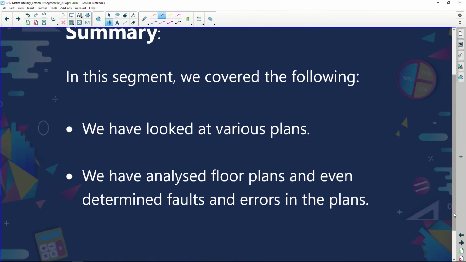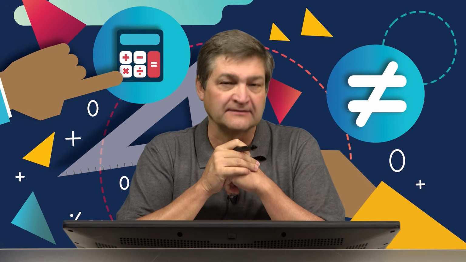So, short little segment this, and in this segment we've covered the following. We've looked at various plans, and we've analyzed floor plans and even determined faults and errors in the plan. We're going to take a little ad break, enjoy it, because in our next session we're going to look at packaging. How do we pack little boxes into big boxes? And that's going to be quite a longer segment, so do enjoy your break and we'll see you soon.